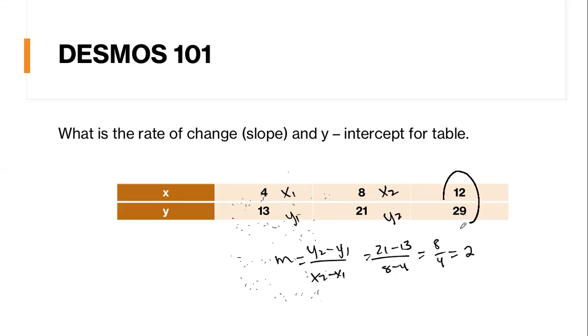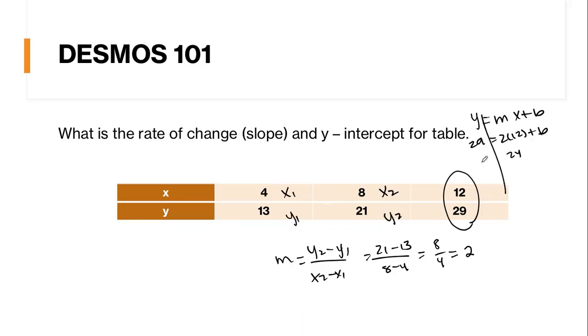And then to find the y-intercept, plug in a point into y equals mx plus b. So the y value is 29. The slope was 2. The x value is 12 that I chose, plus b. 2 times 12 is 24. So 29 equals 24 plus b. Subtract 24 from both sides. And I'm going really fast because, guys, all I'm trying to do is show you how to do this on Desmos, okay? So here's my slope. Here's my y-intercept. Let's see how Desmos will do that for me.